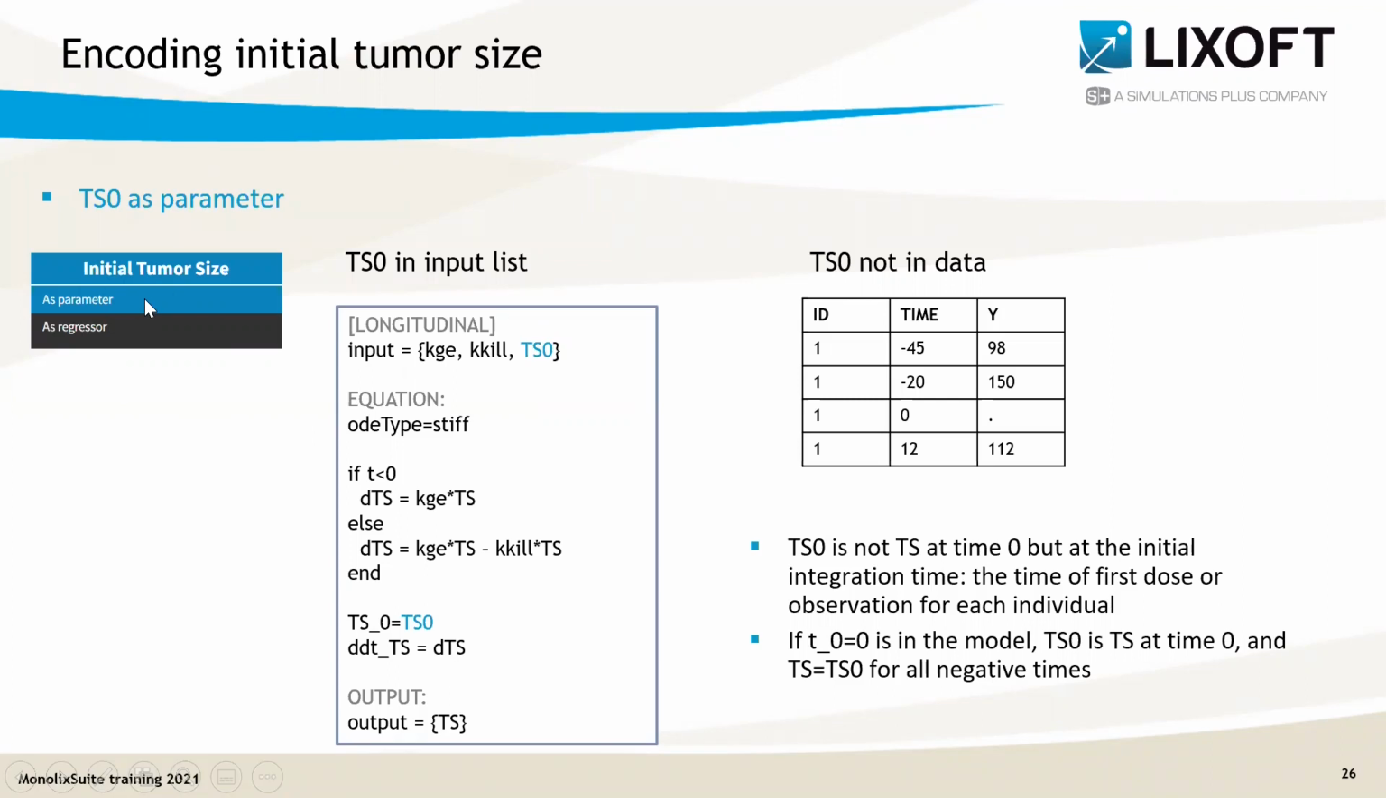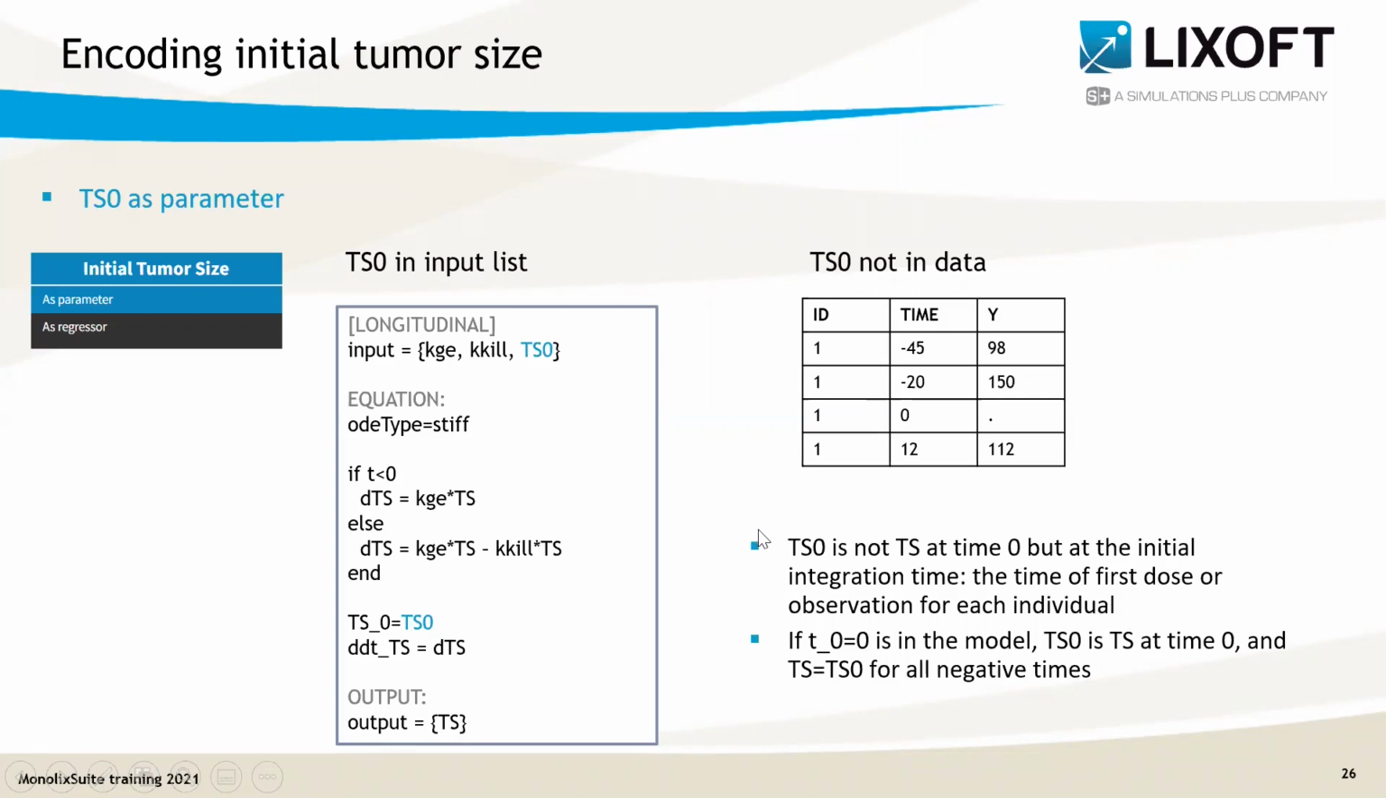Usually, the tumor size can be estimated as a parameter. In that case, the tumor size, which in the models of the library is called TS0, is included in the input list of the models from the library to be estimated by Monolix. You have to note that TS0 is not the tumor size at time 0, but at the initial integration time. And I will detail this a bit later, but this is not always the same thing. Sometimes the initial integration time can be the time of the first dose or the time of the first observation for each individual.